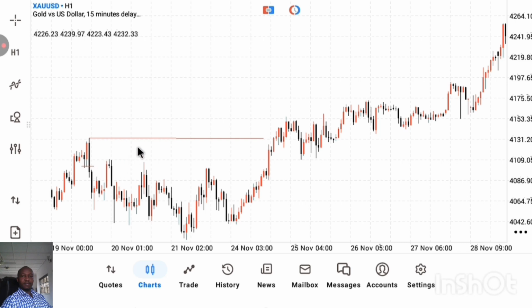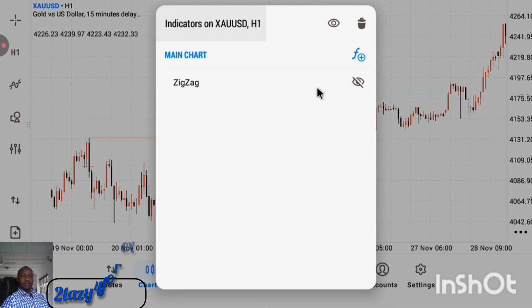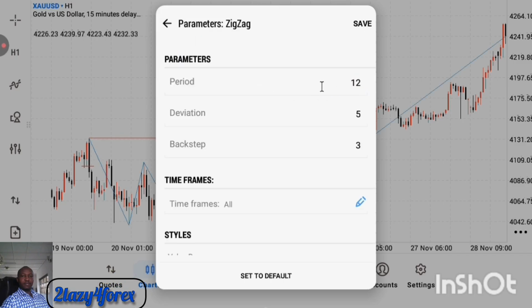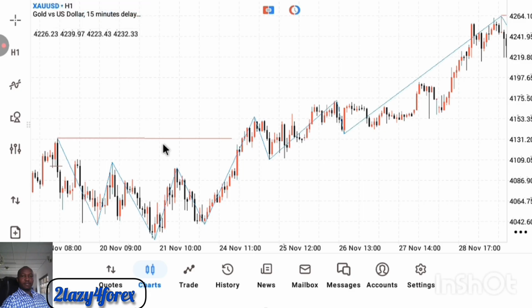Having clarified that, we will now bring in our indicator, the zigzag indicator. This is the setting for it. It is the default setting. You don't have to tweak anything there, except you have your own motives. But if it is the same thing you're trying to do, you depend on the default settings. Once you have it on your charts, it's going to look like this.